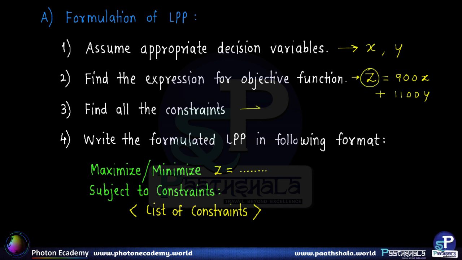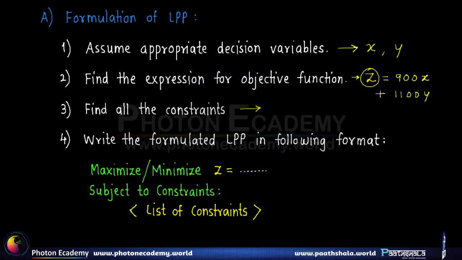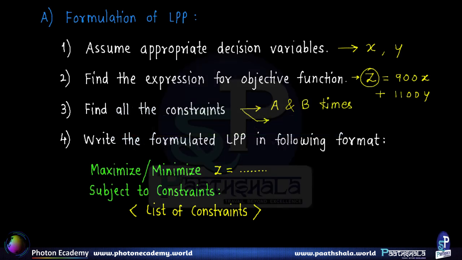Then we have to find all constraints. There are constraints given in terms of the time availability of machines A and B. So those are the stated constraints. There is one more constraint which is not given, but we have to identify it, and it is a very obvious constraint on the number of bicycles and tricycles.